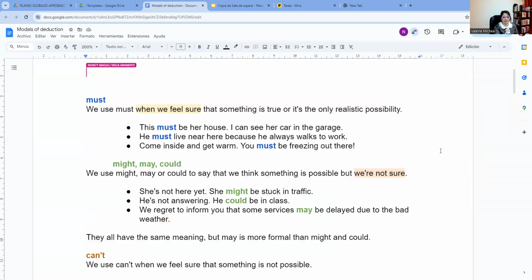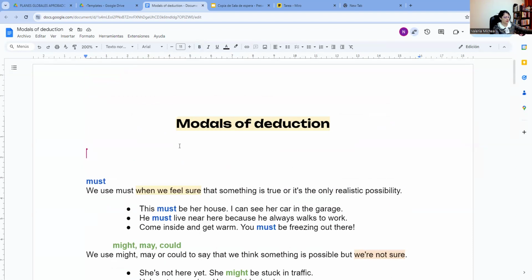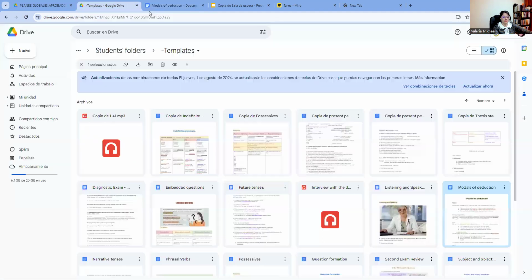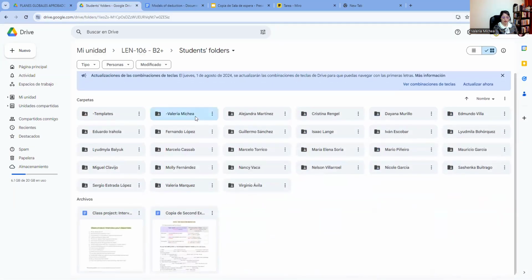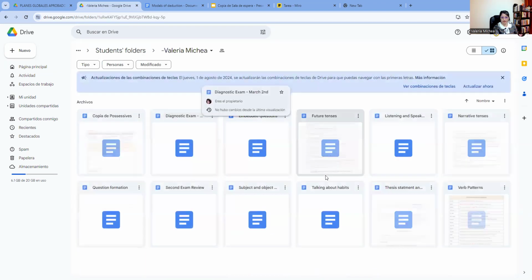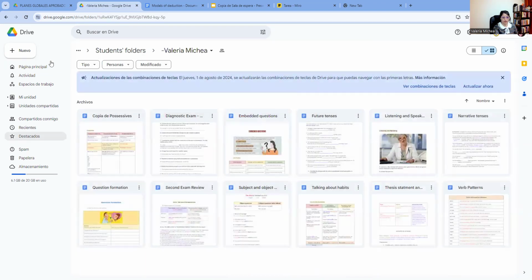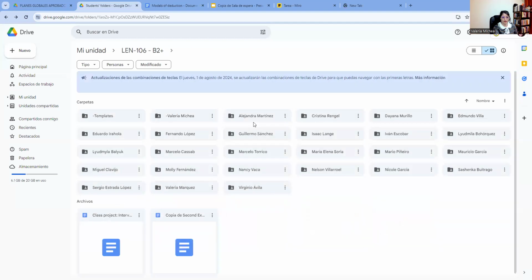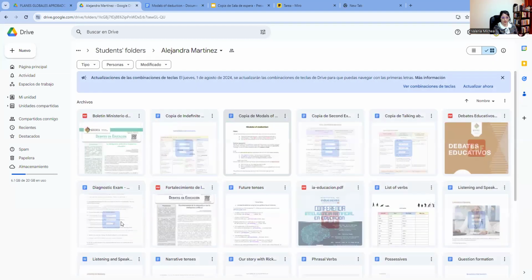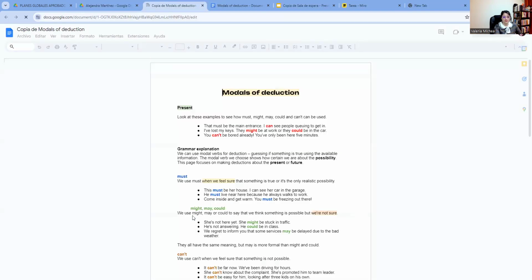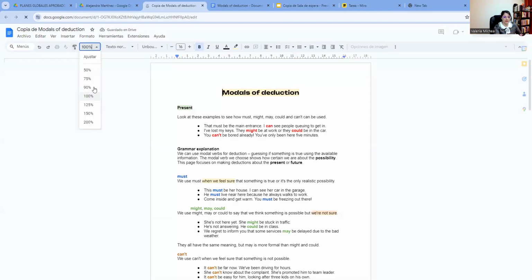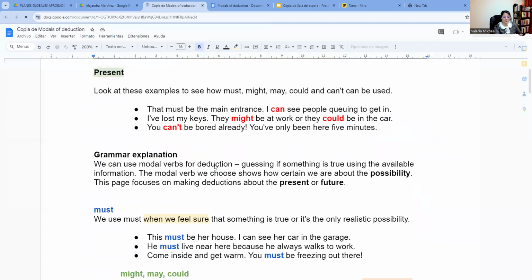Okay, so someone is deleting my document. Let me go to another document. I think I've got one here. If not, I'm going to have to use one of yours. Let me go to one of yours. Yeah, let's use this one. Yeah, so as I was saying, let me go back.